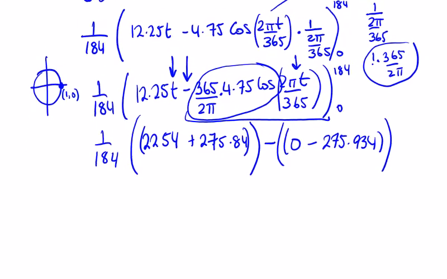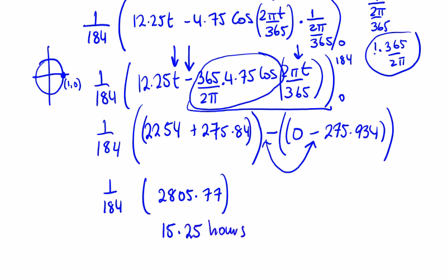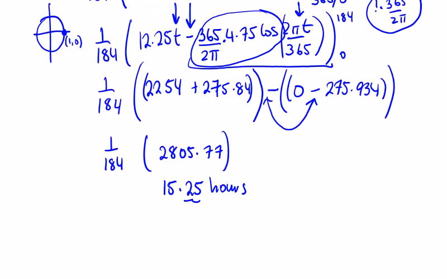So we're going to get 1 over 184 times 2254 plus 275.84, and another plus here with these two minuses. It's going to give me a value of 2805.777. If I divide that by 184, I'm going to get 15.25. That works out evenly: it's a quarter of an hour. So we're going to get 15 hours, 15 minutes.